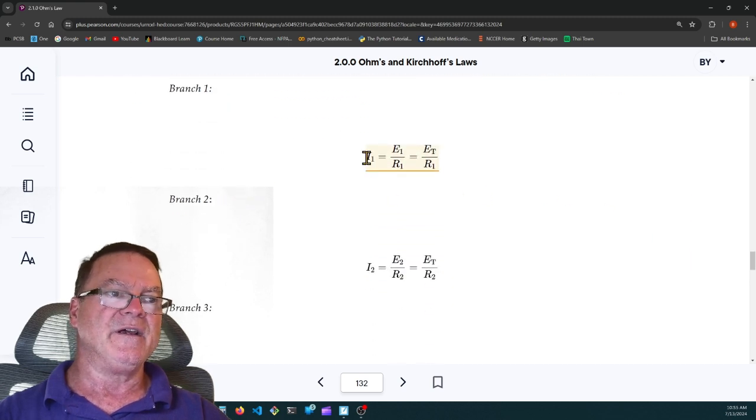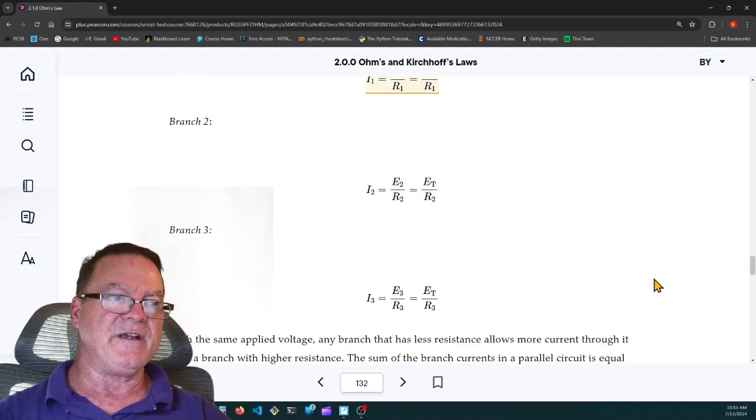Here's a highlight. I1 equals E1 divided by R1 equals ET divided by R1. Because it's parallel, E1 equals ET. Okay.